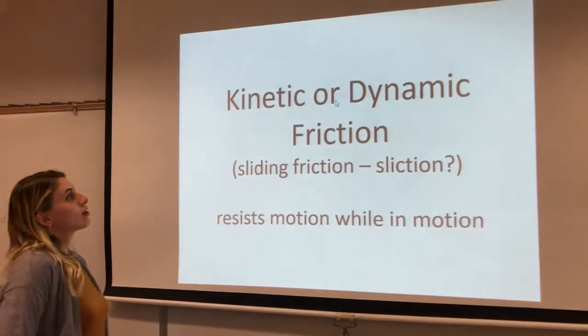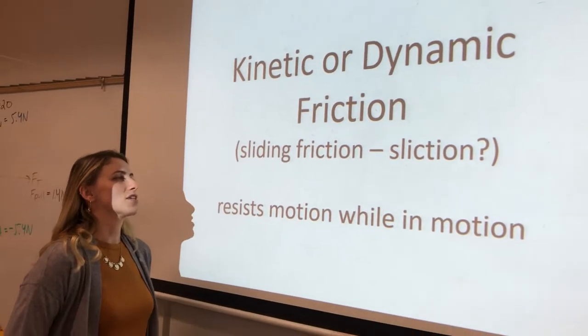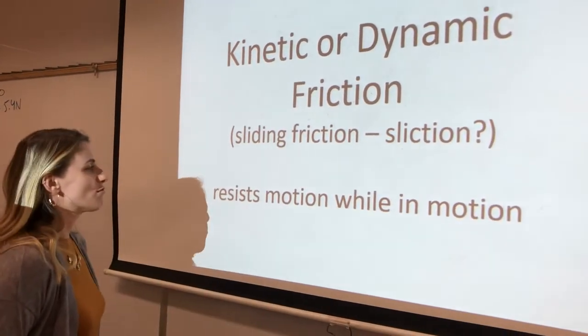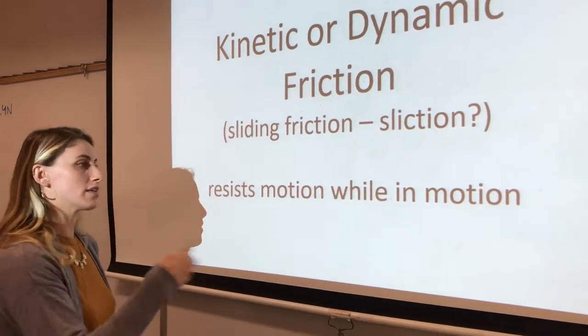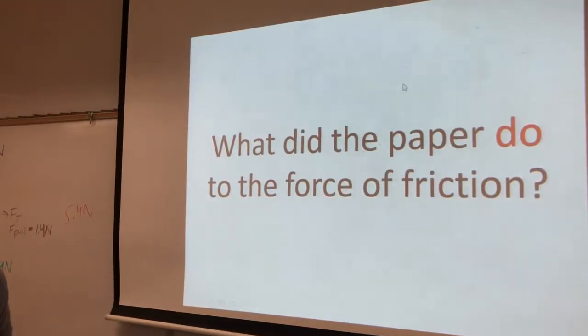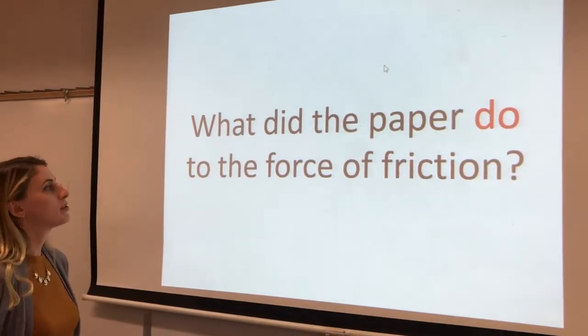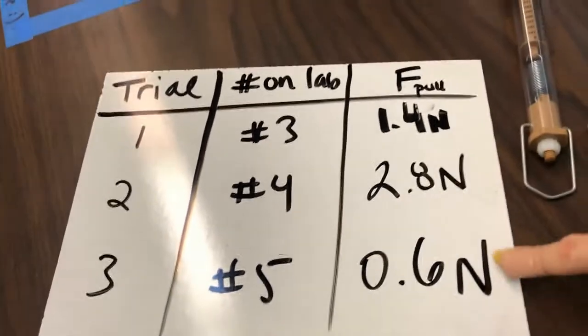Okay. Kinetic or dynamic friction, which is the sliding friction, resists motion while in motion. So this is while the block is moving, you experience friction. Right. So different types of friction here. What did the paper do to the force of friction? That was trial 3. Whoa, that cut it way down. Yeah, so it made the friction less.